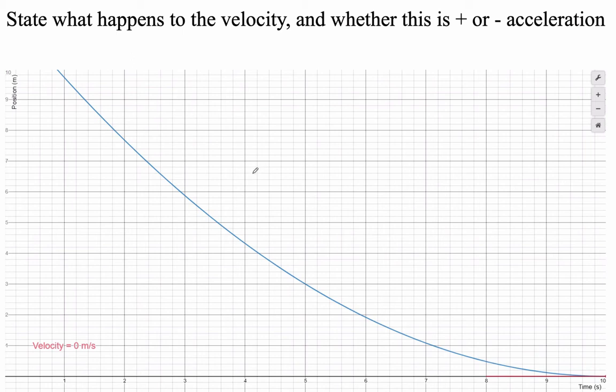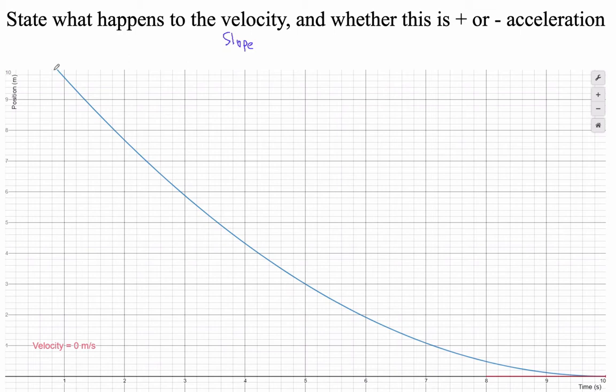Okay, so this is a position time graph, and the question here is what's happening to the velocity, which is, of course, just going to be the slope, right? So let's look at what's happening to the slope, and then we've got to decide whether it's positive or negative acceleration, okay? So let's answer the first question. What's happening to the slope?